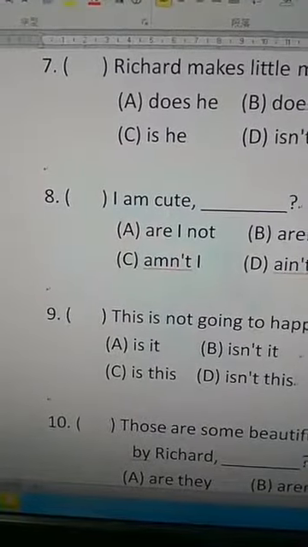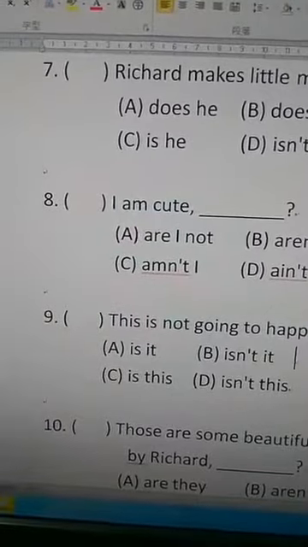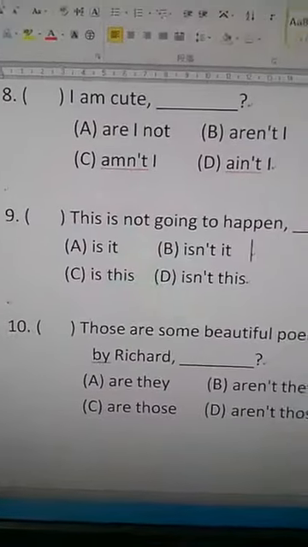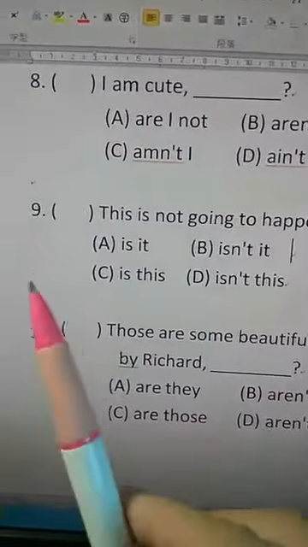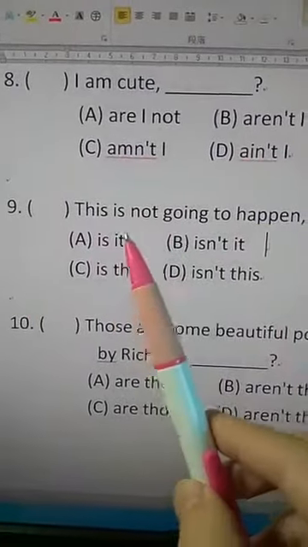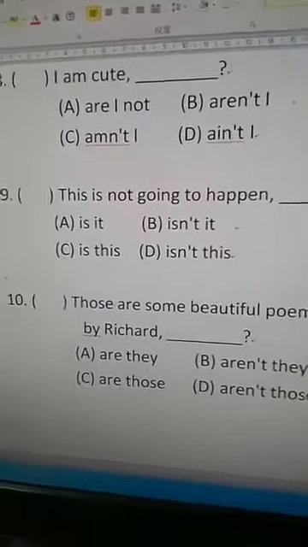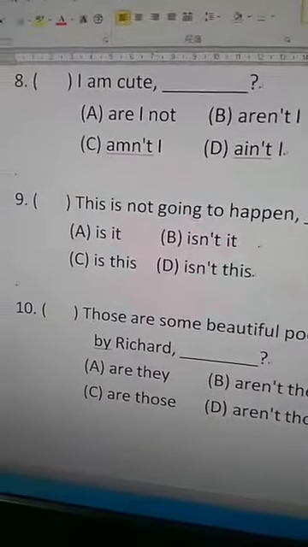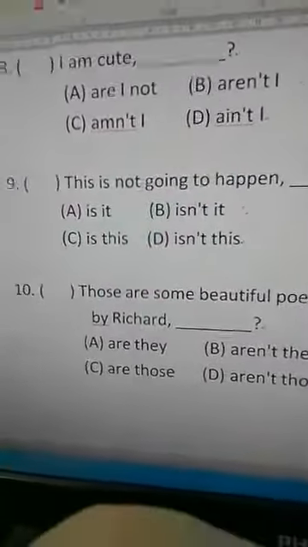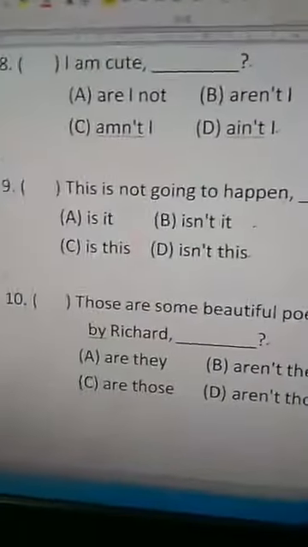Okay, so let's talk about question number 9. This is not going to happen. Blink. Viewers and watchers, please find out your answer first, and please type your answer in the comments.